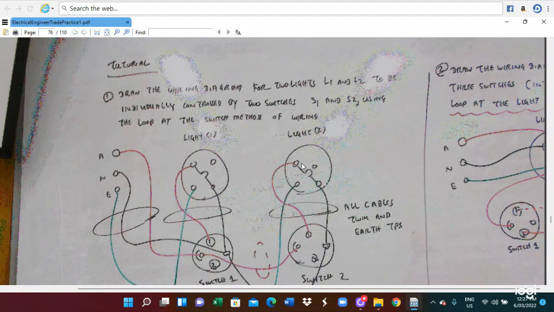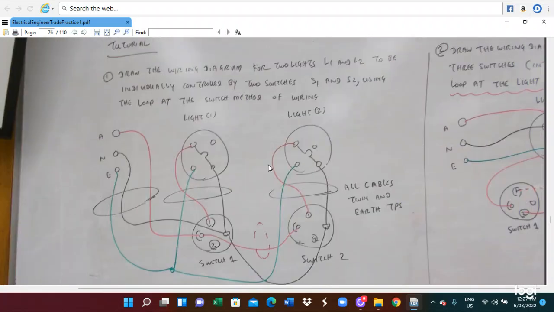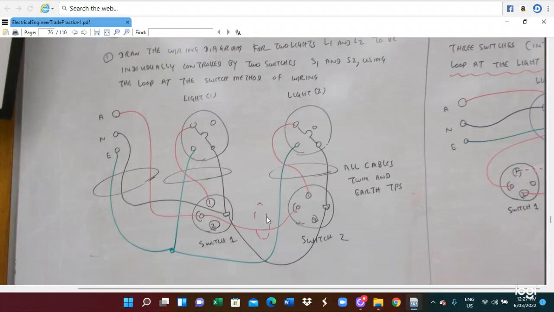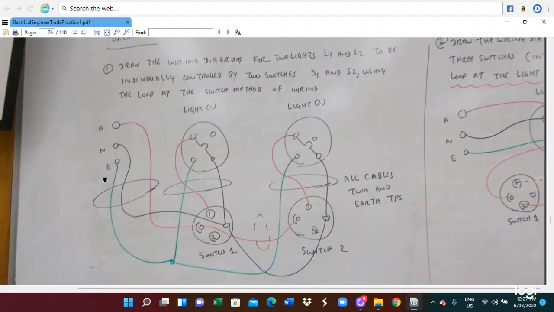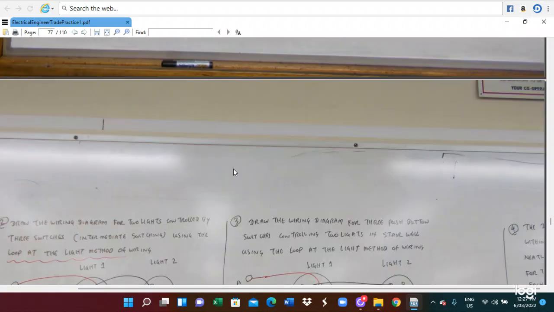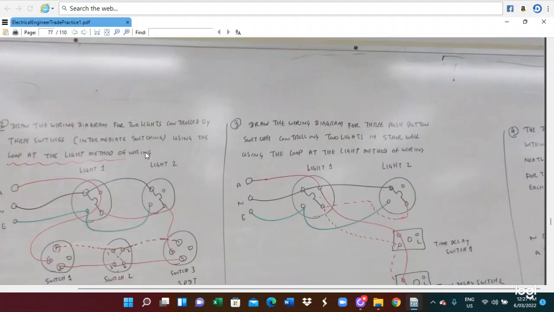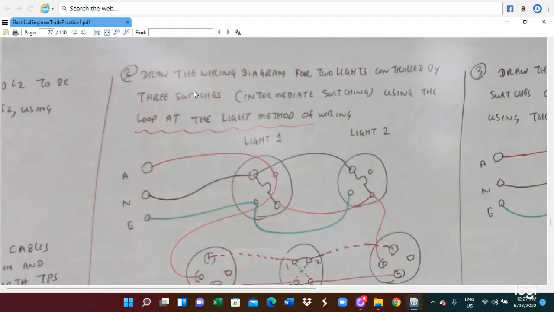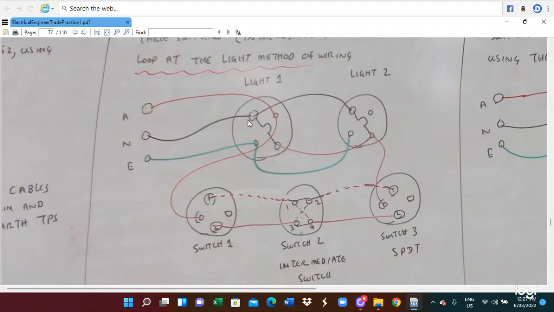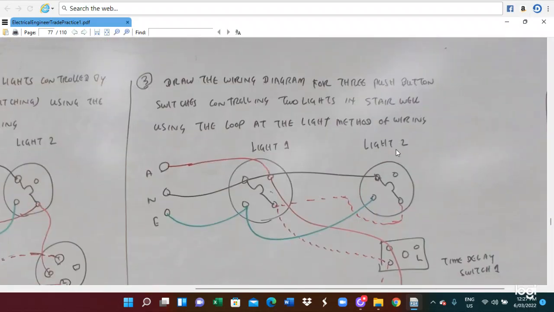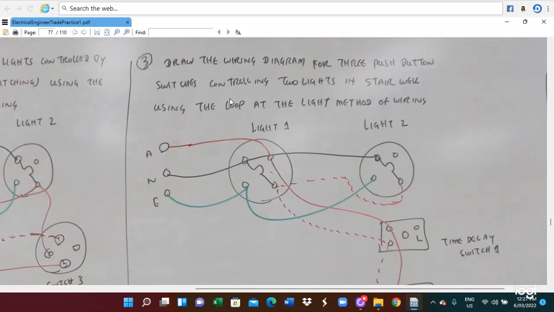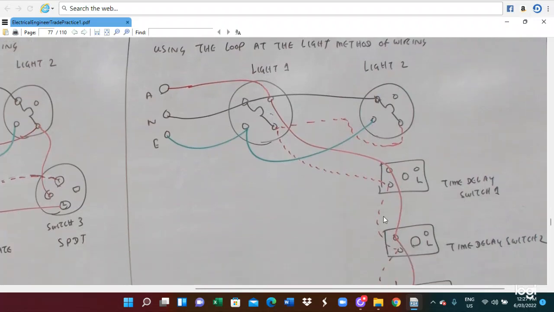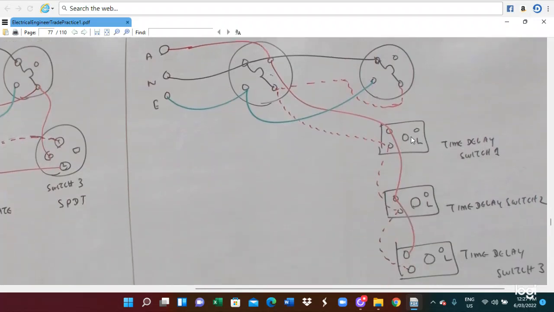Regarding this diagram, here is the connection diagram. This is a wiring diagram for two lights controlled by two switches. Here is another wiring diagram: two lights controlled by three switches. You can see this diagram. Here is a wiring diagram of the three push button switches controlling the two lights. This diagram.